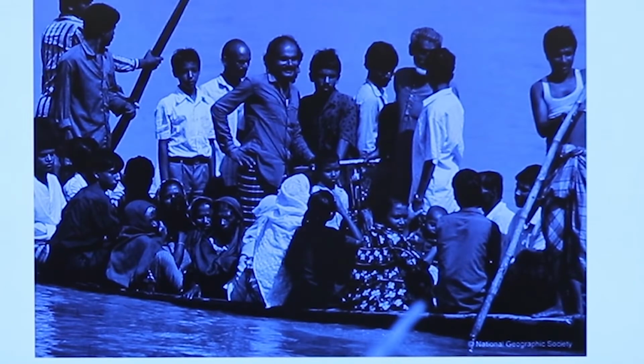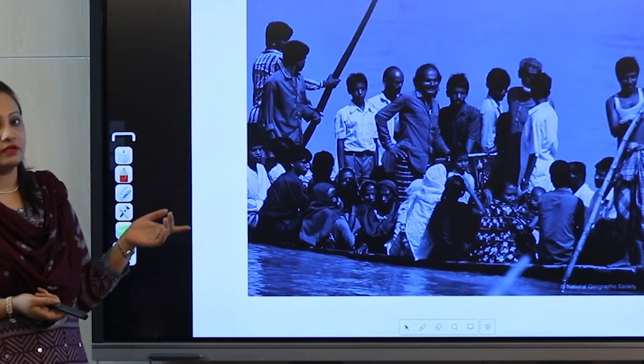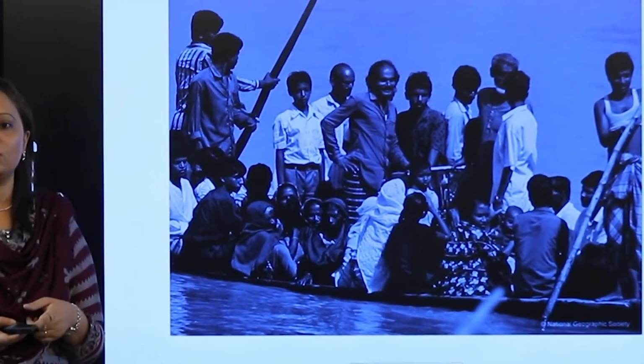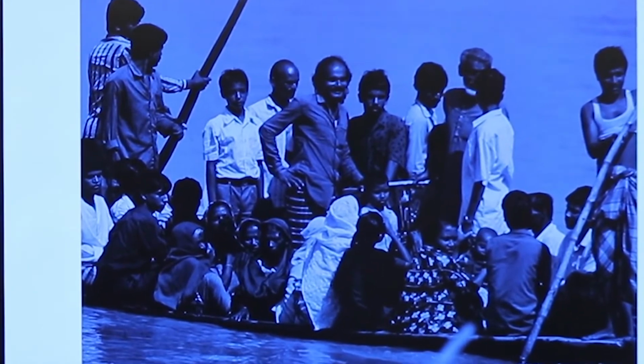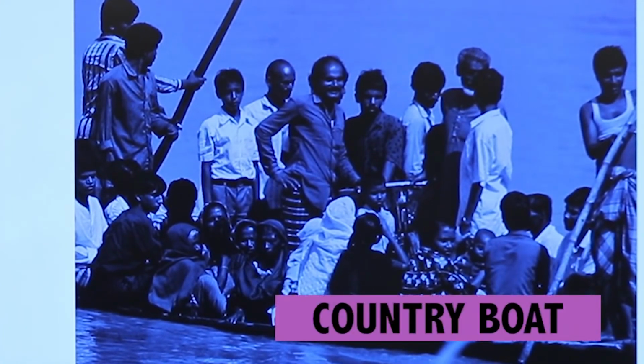What you can see over there, lots of people are traveling on board, and mostly they are from the village. They are called villagers. And what type of boat are they traveling on? In Bengali it's called dinginoka or kheanoka, and in English it's called country boat.